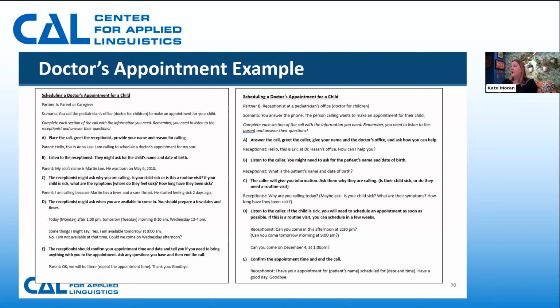I did see a question and a comment in the chat about, could this be done in an online class?